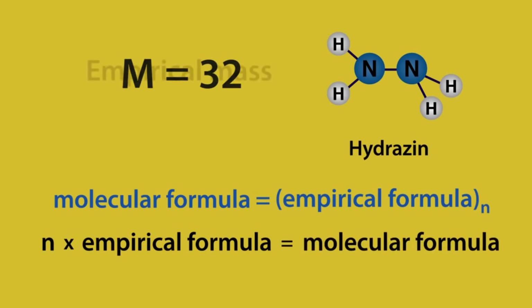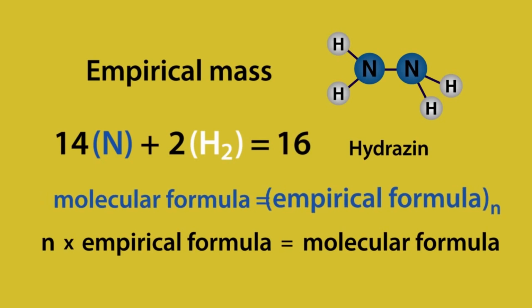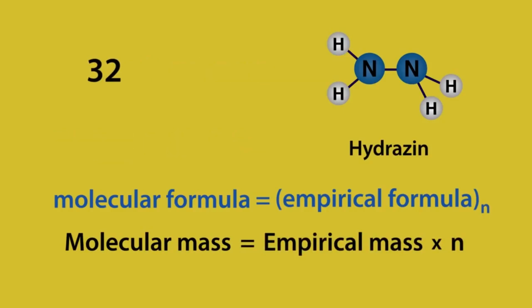I have coined the phrase empirical mass to describe the mass of the empirical formula. So in this case, we have nitrogen, which is 14, plus hydrogen, which is 2, giving us 16. Now, just as the molecular formula is the empirical formula times N, the molecular mass is the empirical mass times N. So molecular mass of 32 is N times the empirical mass 16.